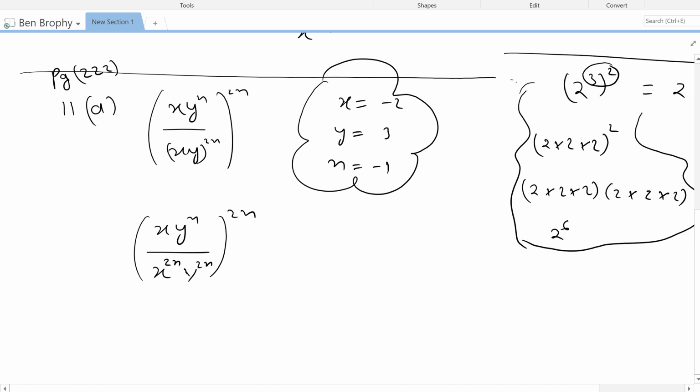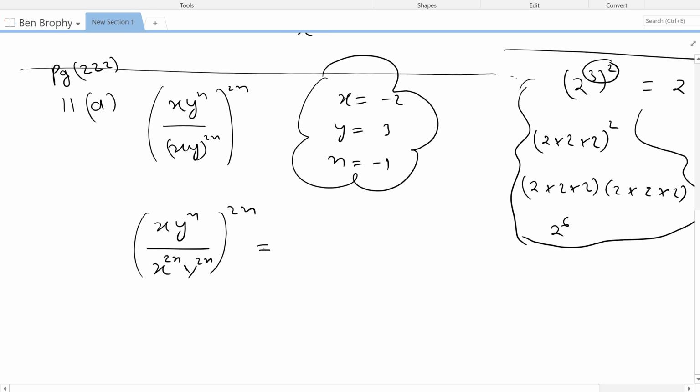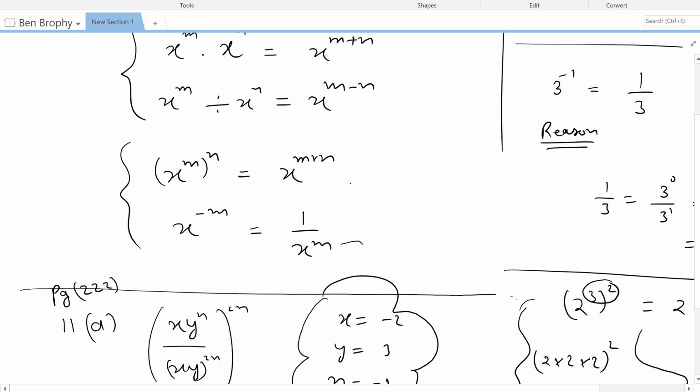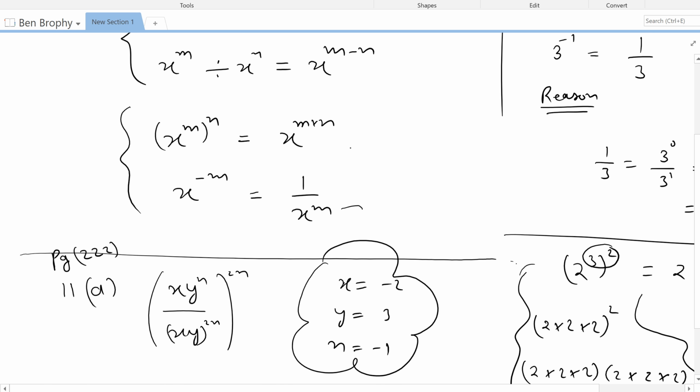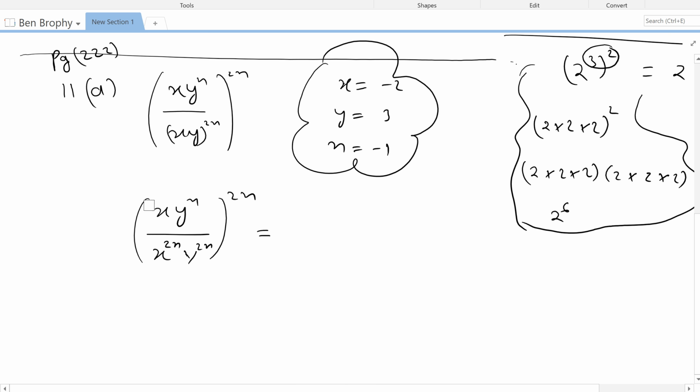Now the next thing. Would you bring that in now? Not yet, because you can divide now. We're going to use that rule. When you're dividing, you're subtracting the exponents. That's right. And we have x and x, the same base. So it's 1 minus 2n. Very good. And y, n minus 2n.